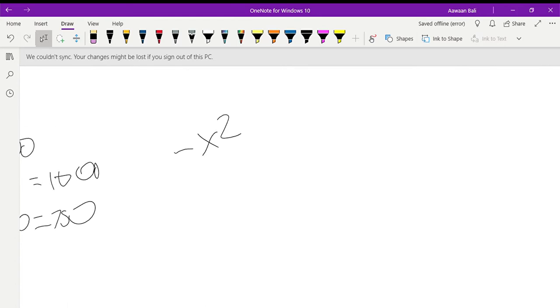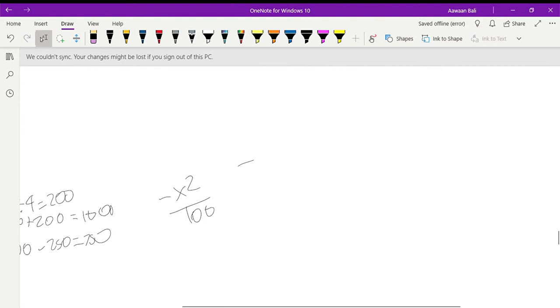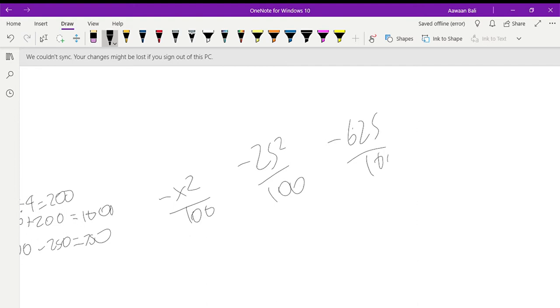Minus x squared divided by 100. Yeah, I think that's what it is. Yes, so basically, x here, this is only used when the profit and the discount are equal. Here they're both 25%, so they're equal. So we write x as 25. So minus 25 squared upon 100. 25 squared is 625, so minus 625 upon 100, minus 6.25.